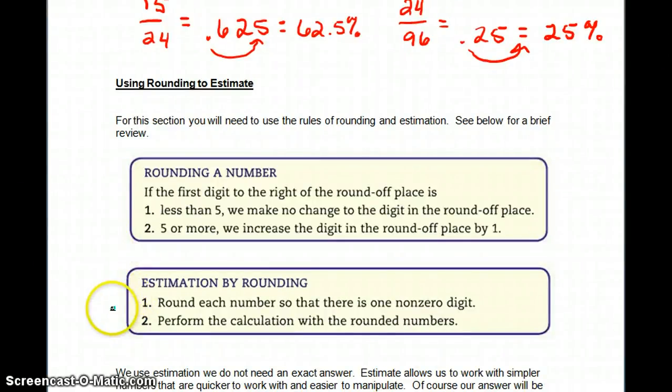And then estimation by rounding. You're going to round each number so that there is only one non-zero digit. That's how estimation is different. When you're told to estimate, you want to have one non-zero digit and every other number should be a 0. Okay? And then you're going to perform the calculation with your new rounded number.